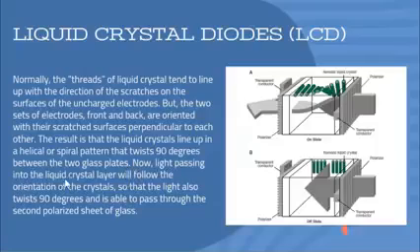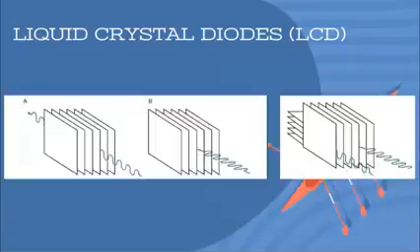Now, light passing into the liquid crystal layer will follow the orientation of the crystals so that the light also twists 90 degrees and is able to pass through the second polarized sheet of glass. So, in my example previously, my explanation is that when we overlap two layers of polarized lens such as this one, light cannot pass through, because although it is parallel here, it can pass through to the second layer of polarizing lens only if it is parallel with this layer.